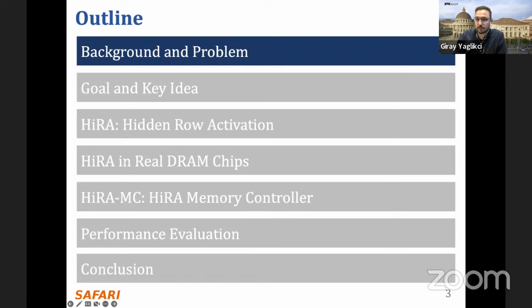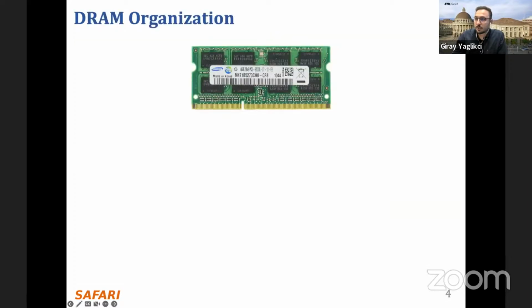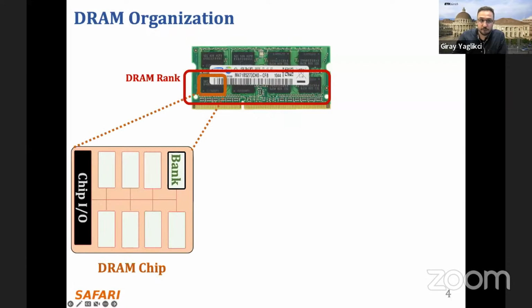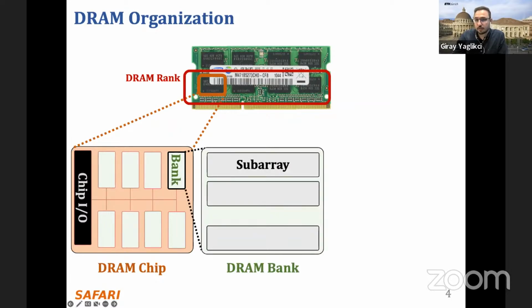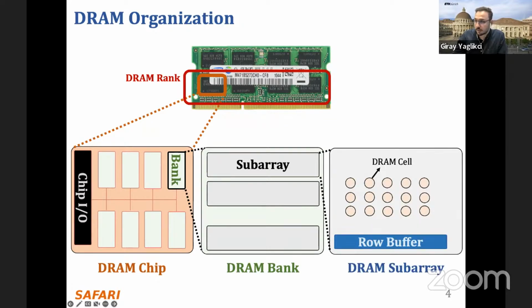I will give a little more detail about the terminology that I used in the previous slide. So let's start with DRAM organization. This is a DRAM module, what you see on the screen, and it is used as the main memory in many computers and systems today. Within the DRAM module, a set of chips form a DRAM rank, and within a DRAM chip, we have multiple banks. Each of these banks consists of multiple subarrays. And within every subarray, we have a two-dimensional structure of DRAM cells.